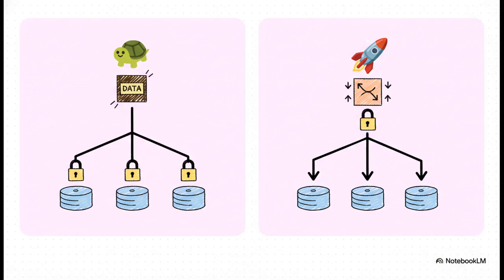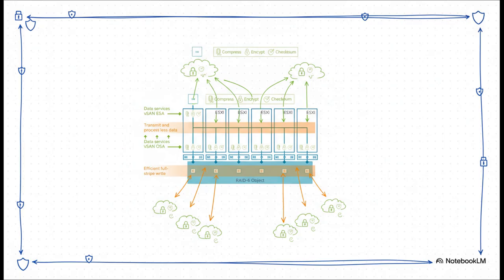But with ESA, it's so much smarter. The data gets compressed first, and then it's encrypted just one time, way up at the top of the stack. Let me show you what I mean. This slide just lays it all out perfectly. See the green arrows for ESA? All the data services, compression, encryption, checksums, it all happens high up on that first host. That means less data gets sent over the network to the other hosts.